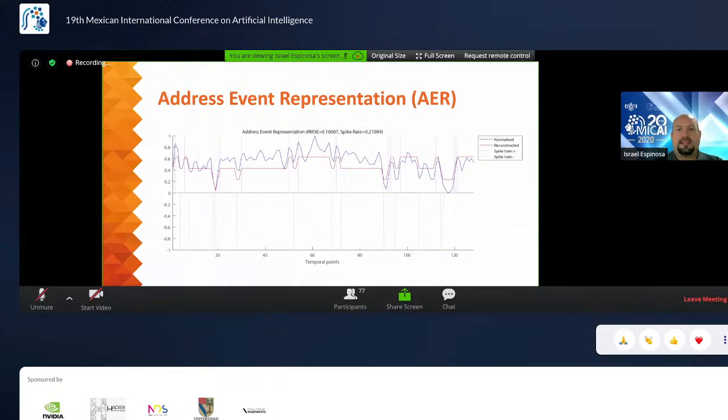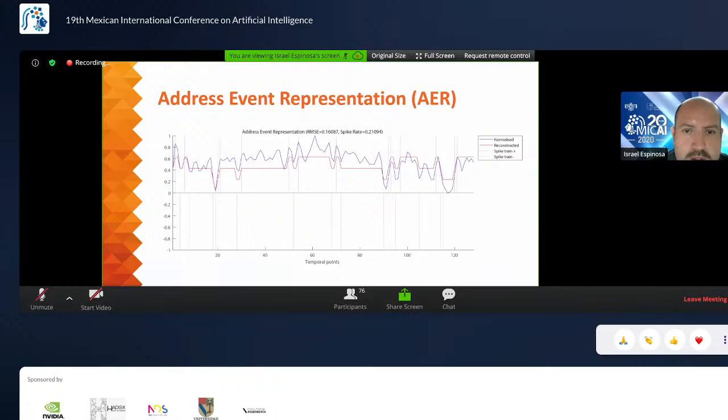So this is an example. We have the signal that is normalized, I mean, the blue line. This is actually a real signal. It's EEG data, one of the channels recorded. I will give an example of this later when I explain the architectures. Before putting this signal into the neural network, I had to transform it into spike trains.